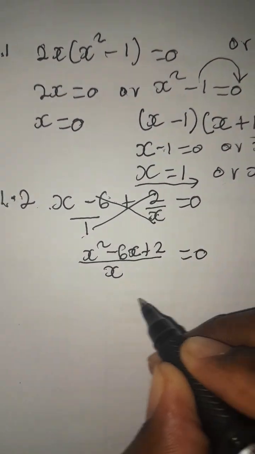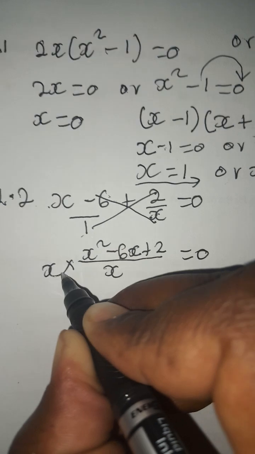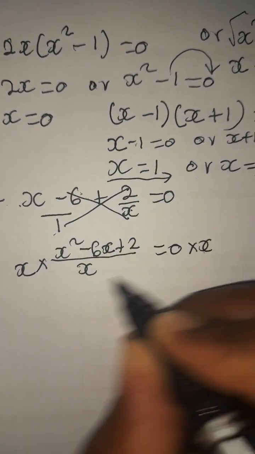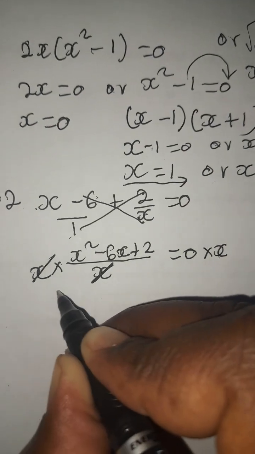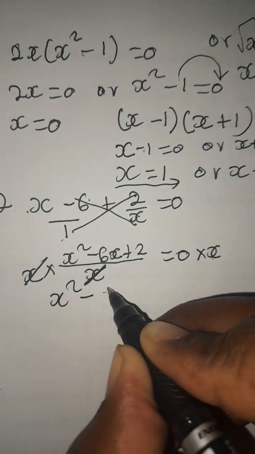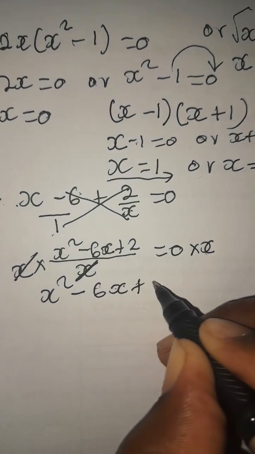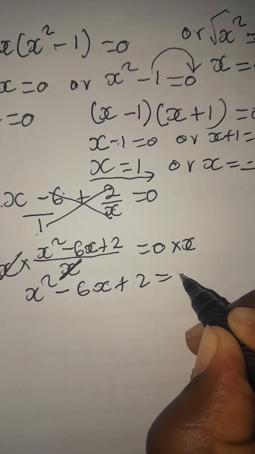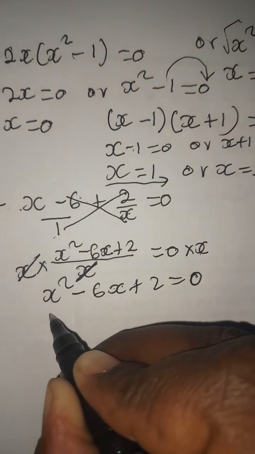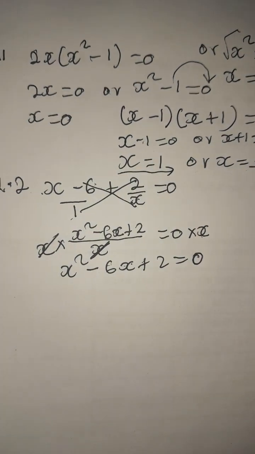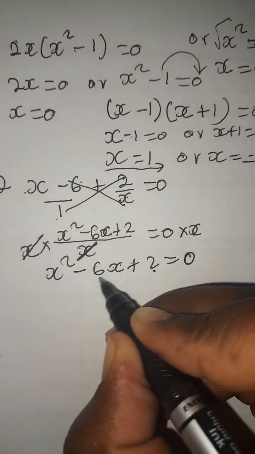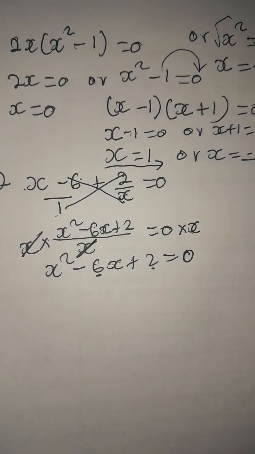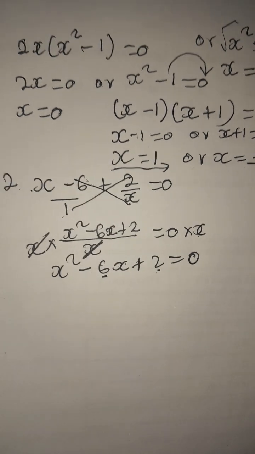So for us to get rid of the fraction, we'll multiply both sides by x. So this and this will cancel. So we are left with x squared minus 6x plus 2. Then we have 0 multiplied by x, which is 0. So from here, we can see that the factors of 2 cannot support the middle term. What do we do?